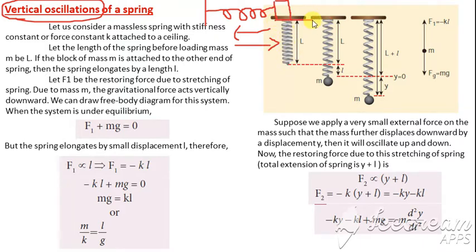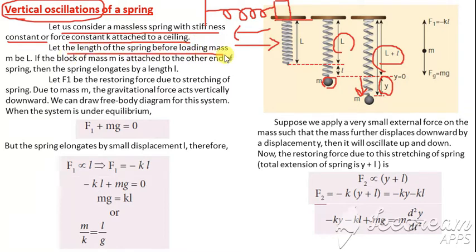So one side it has been attached, the other side you are going to place a mass and extend it to the position of y. First the length is L, then the length becomes L plus l. Let us consider a massless spring with a stiffness constant or force constant K, which is attached to the ceiling, and the length before loading of the mass be L. So before loading the length is considered as L, and if M is a mass which is attached, then it elongates to the length of small l.